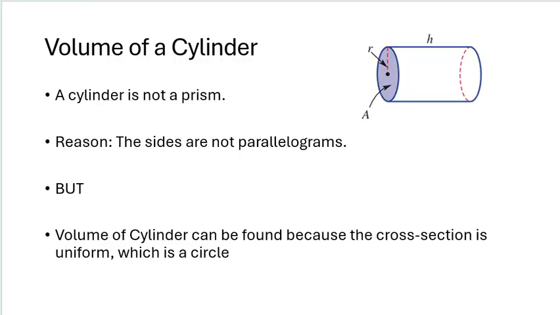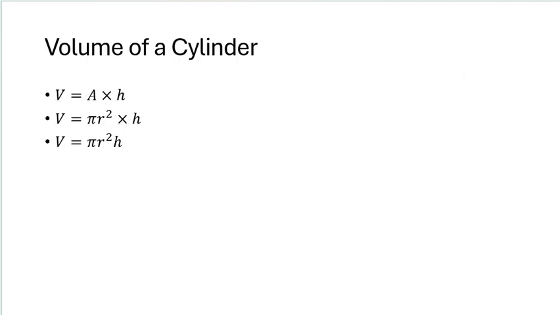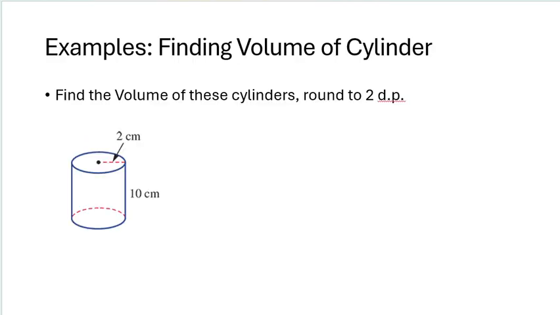Now, volume of a cylinder, just some key notes. A cylinder is not actually considered a prism. The main reason why is because the sides are not parallelograms, so there are no rectangles, squares, or that kind of stuff there. But you can find the volume of a cylinder because the cross section is just the area of a circle. So this is the formula here. Okay, and let's just apply it. V equals pi r squared h.